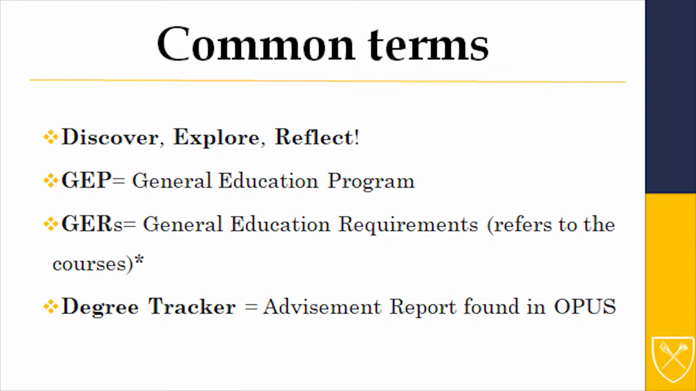The Emory Degree Tracker is a tool within OPUS which allows Oxford students and advisors the ability to monitor student progress towards fulfillment of major, minor, and concentration requirements. Degree Tracker is an important tool to help students keep up with their graduation requirements to ensure on-time completion.